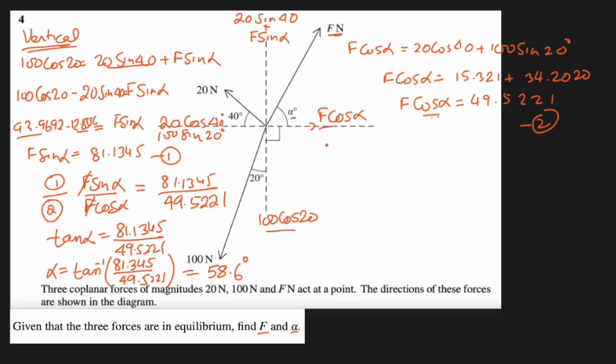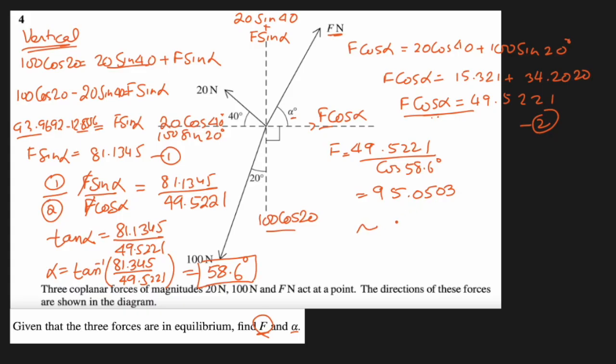Is there any B part? No. That means that's what we have to write. This is the answer. They're also saying find f, and we can use, let's use this one. So f will be 49.5221 divided by cos alpha. And alpha is known to us now, cos 58.60 comes out to be 95.0503, and rounded off to 3 significant figures, 95.1 Newton.